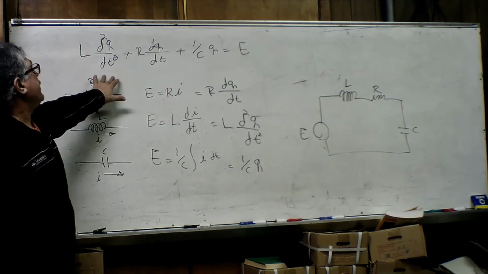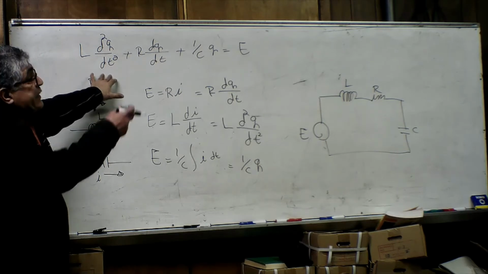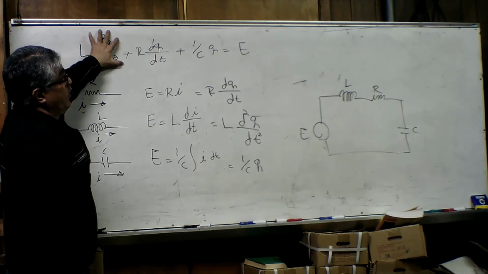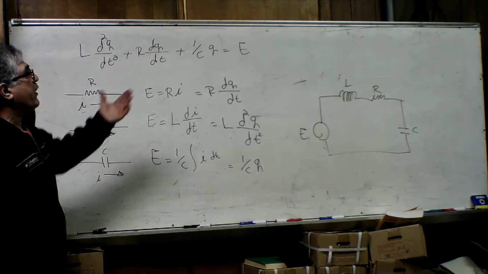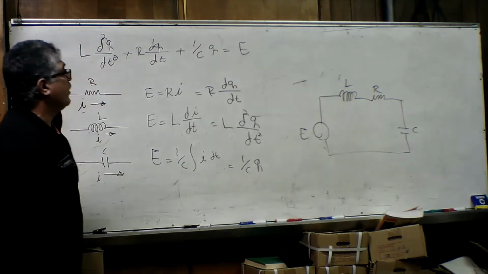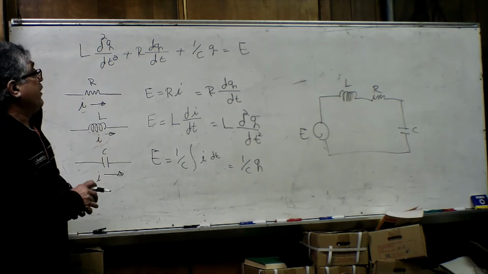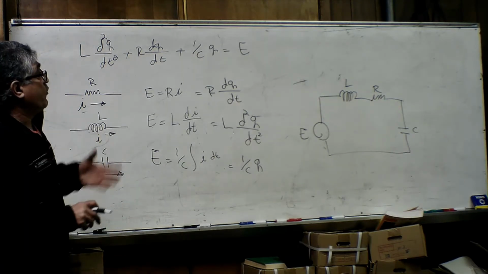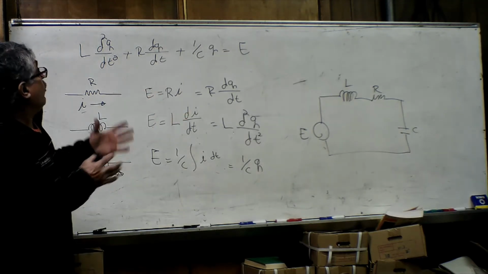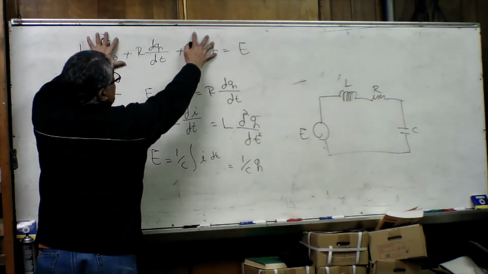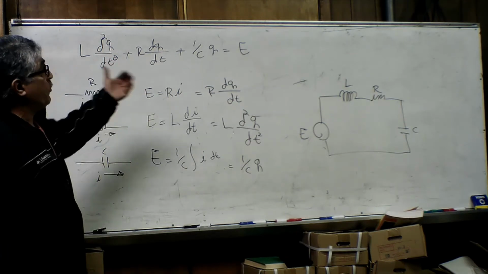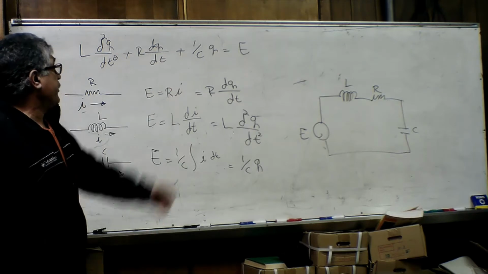Now, if we have a circuit that only has a resistor and capacitor, this will be our equation. Or if we have a system with only inductance and resistors, that would be our equation. Or if we have a circuit with only resistance, this will be our equation, and so on. But this is the general form if we have all three in a circuit.